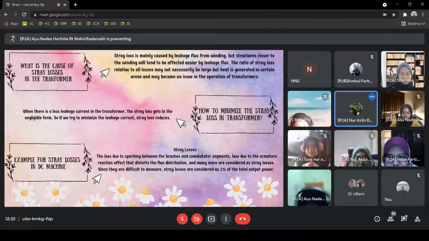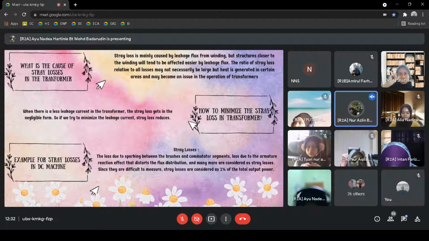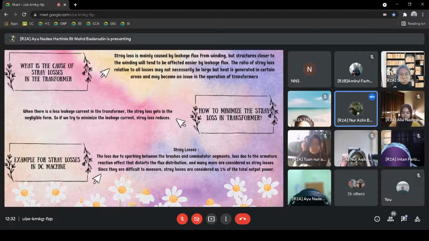After that, what is the cause of stray losses in transformer? Stray loss is mainly caused by leakage flux from winding, but structures closer to winding will tend to be affected more easily by leakage flux. The ratio of stray loss relative to all losses may not necessarily be large, but it is generated in certain areas and may become an issue in the operation of transformer.